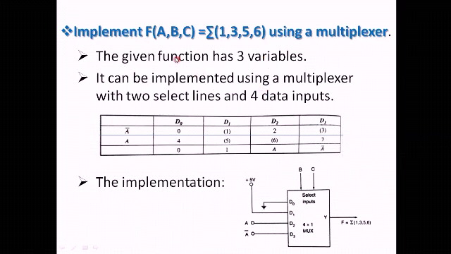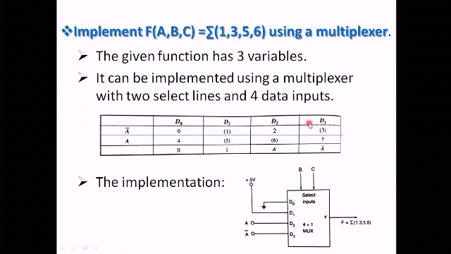Already I have told you, let me tell you again, that these 3 variables have to be presented in n plus 1 terms. So, n means if 3 is represented as n plus 1, so it will be 2 plus 1. So, 2 is the number of select lines. Number of select lines 2 means we have to use a 4:1 multiplexer. So that's why it is written here that it can be implemented using a multiplexer with 2 select lines and 4 data inputs.